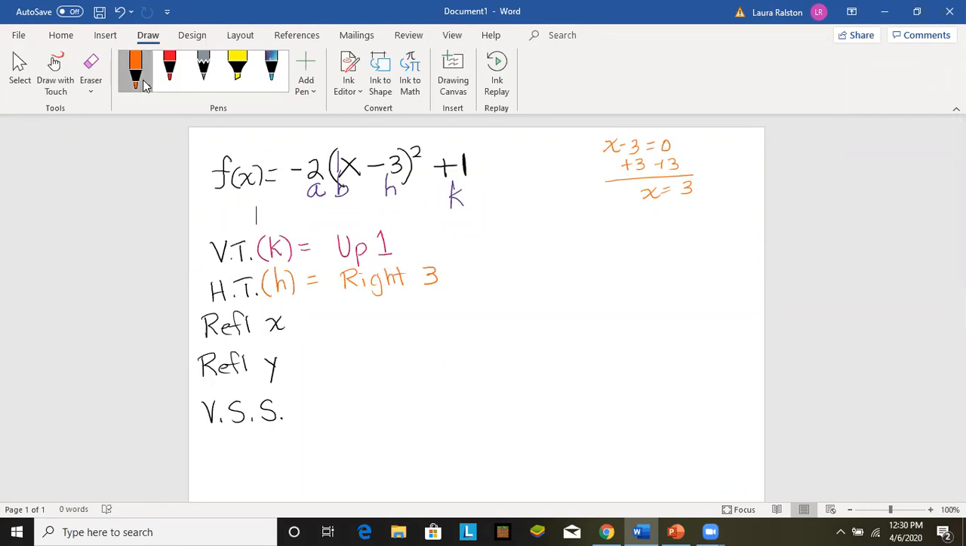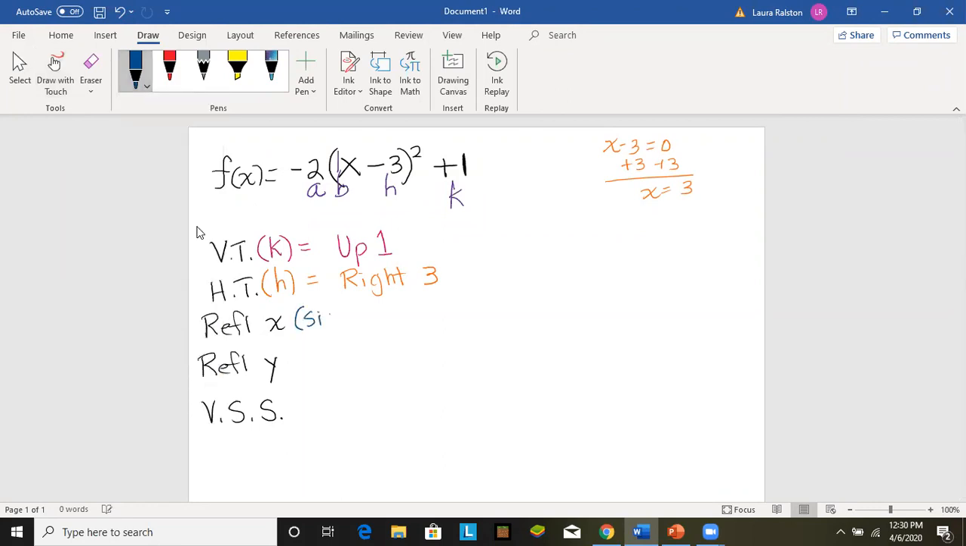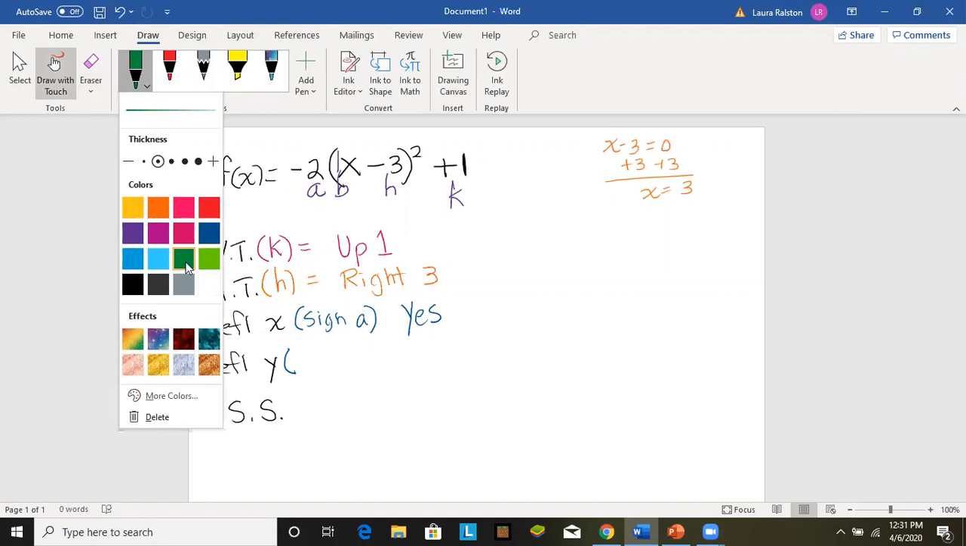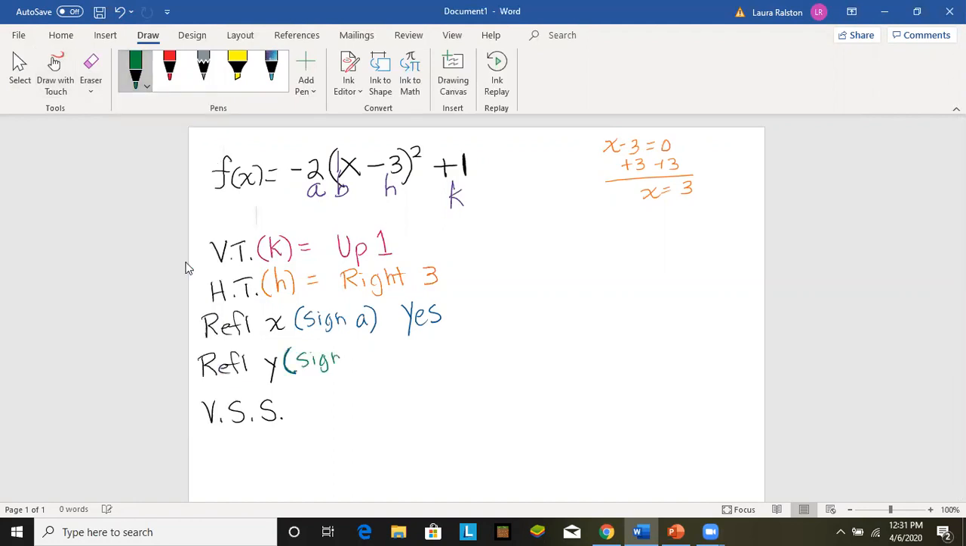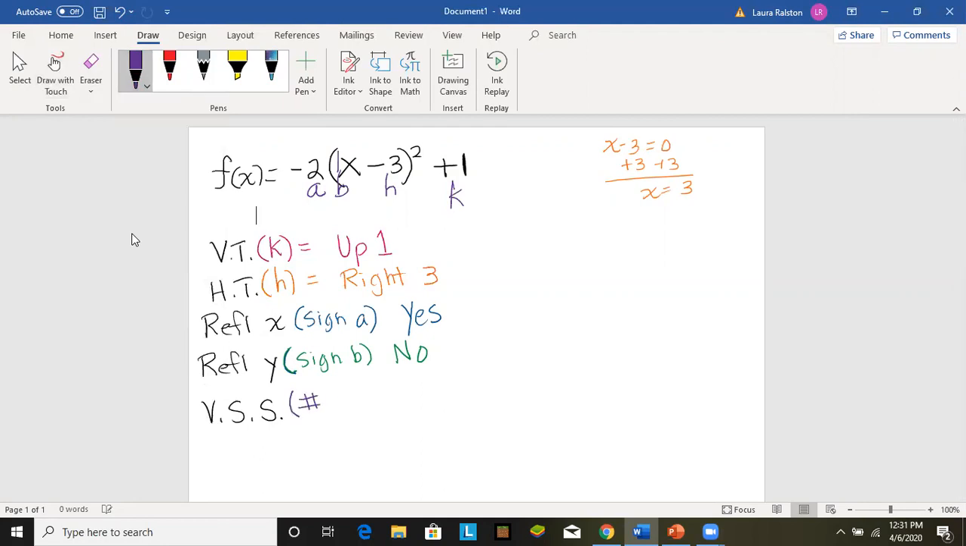Reflection on X is determined by the sign of A. A is negative, so there would be a reflection on X. Reflection on Y is determined by the sign of B. B is positive, so there's no reflection on Y. And then finally, in terms of our vertical stretch or compression, that is determined by the numeric value of A, which in this case is a 2, which is bigger than 1, which means we have a stretch. So it is stretched vertically.